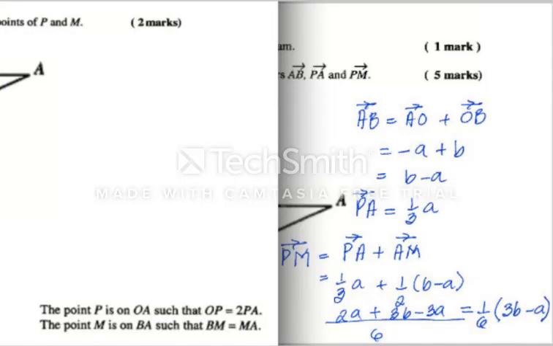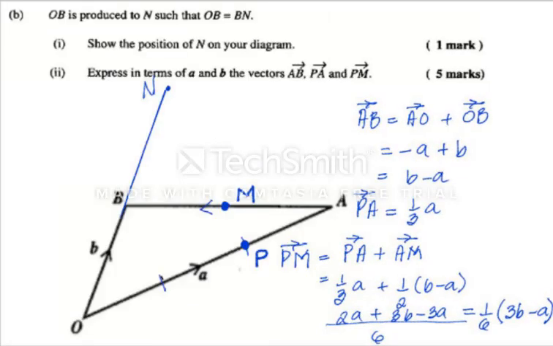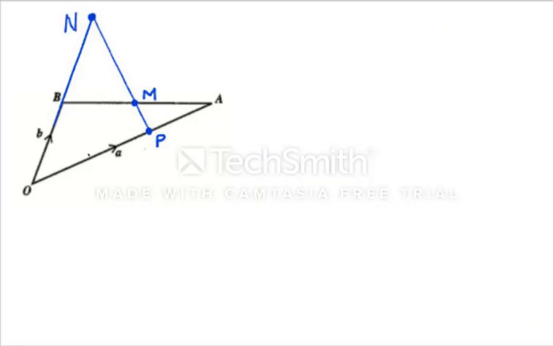So we want to prove that P, M, and N are in a straight line. Earlier we said that the way you prove that points are in a straight line is that you have to first prove that two vectors are parallel, and that they share a common point. Once they're parallel and they share a common point, we're good.